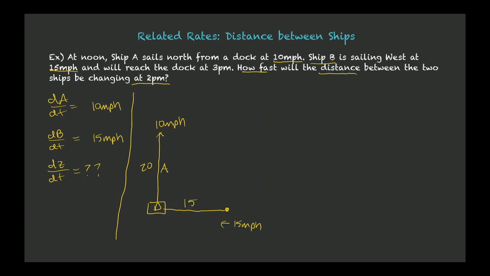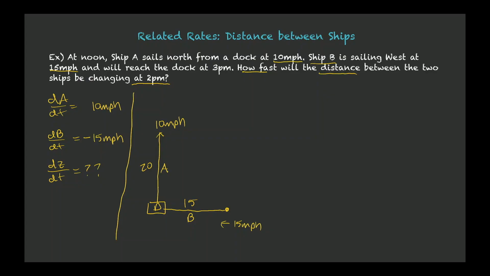Now that side is changing, so I need a variable there. I'm going to call that B for the distance that B needs to go. Now you'll notice that B is decreasing as the ship sails towards the dock. So since that side is decreasing, I need to go back and change my rate of change. dB/dt is not positive 15 because it's getting smaller. I need it to be negative 15 miles per hour.